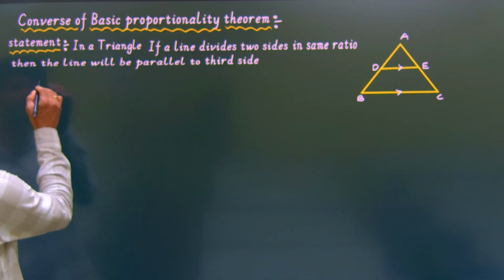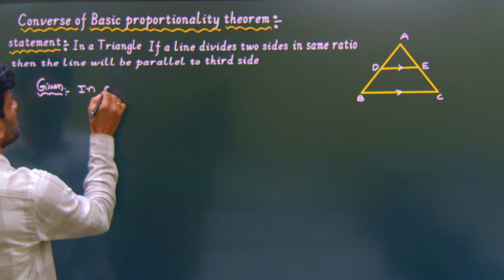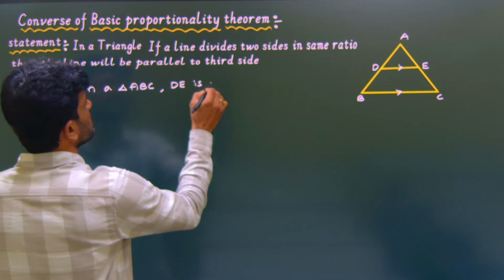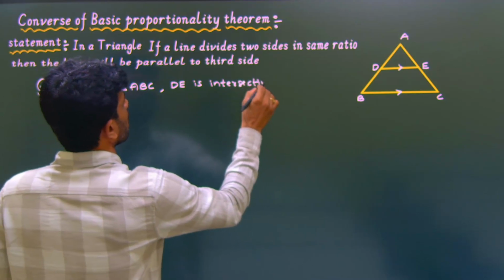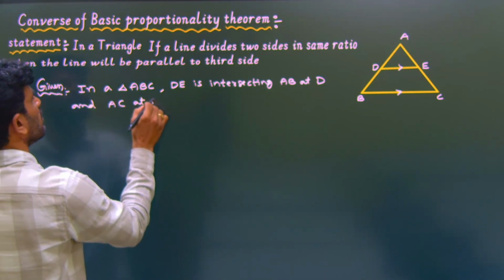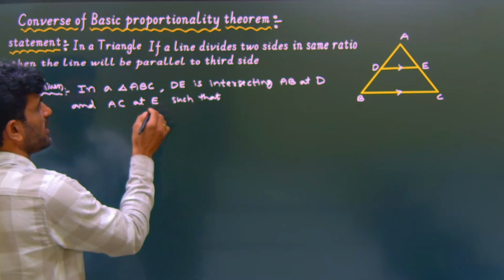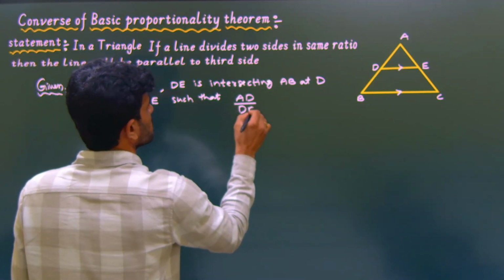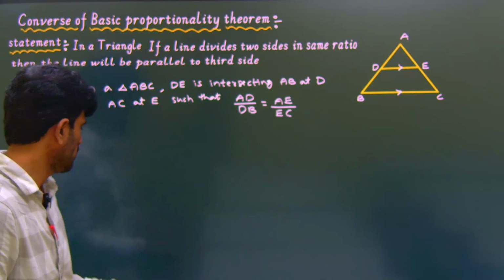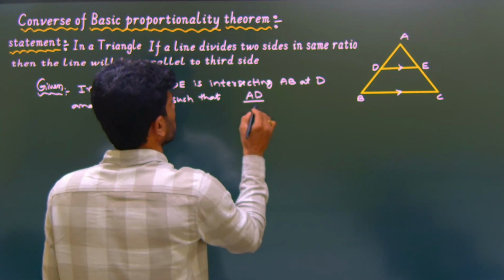So here also first we write given. What is given here? In a triangle ABC, a line DE is intersecting AB at D and AC at E, such that it is dividing two sides in the same ratio. So we write: AB at D and AC at E such that AD by DB is equal to AE by EC. What is the difference here? Previously we had DE parallel to BC. Now we have that it is dividing the other two sides in the same ratio, that is AD by DB is equal to AE by EC. This is given now.